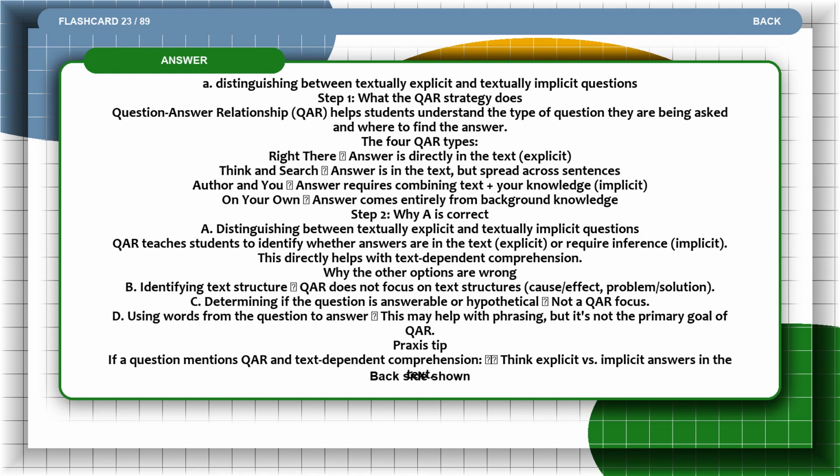The answer is A, distinguishing between textually explicit and textually implicit questions. Step 1. What the QAR strategy does. Question-answer relationship. QAR helps students understand the type of question they are being asked and where to find the answer.